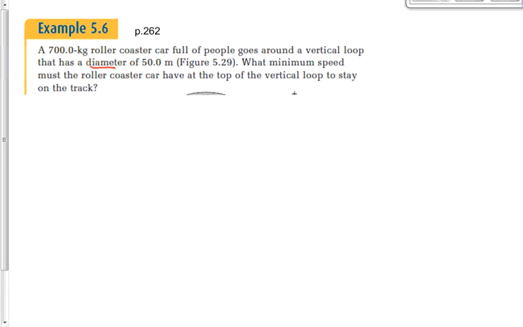Draw attention to diameter, because we don't want diameter, we want radius. I'm going to have to remember to divide that by 2 later on. What minimum speed must the roller coaster car have at the top of the vertical loop to stay on the track?